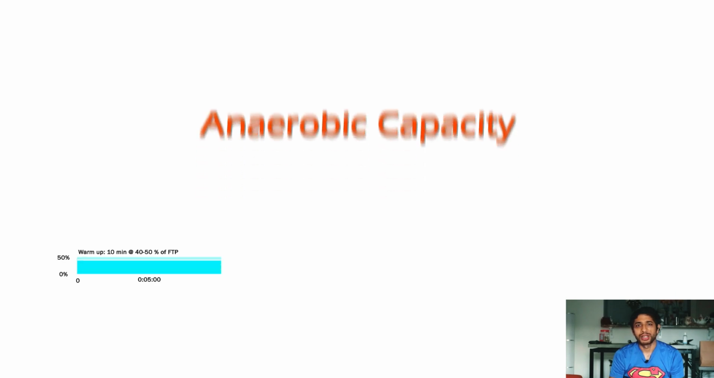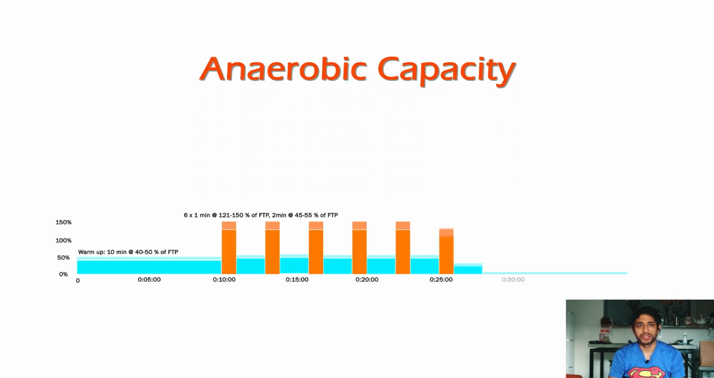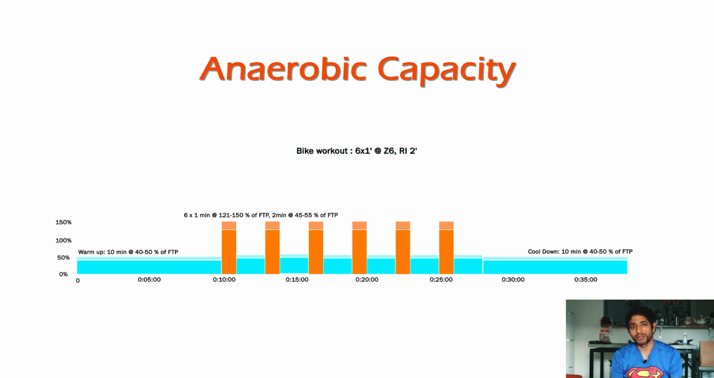Anaerobic capacity. Now these intervals are really short and punchy and are usually between 30 seconds and 2 minutes long. They generally have a work to rest ratio of 1:2, which means the work interval is half the length of the rest interval. So on the bike, you can have a workout such as 6 by 1 minute at anaerobic capacity or zone 6 with a 2-minute recovery.